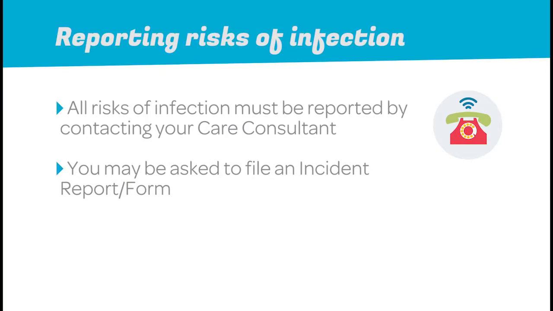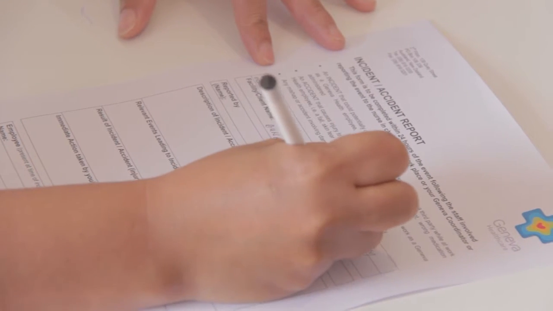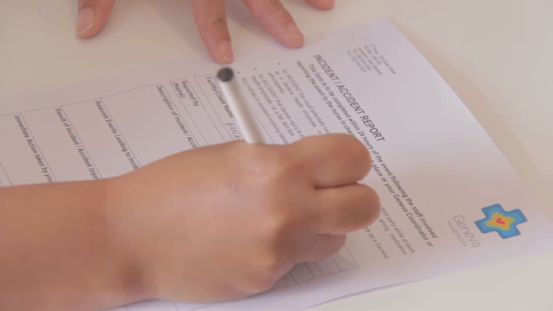All risks of infections, incidents, and accidents must be reported by contacting your care coordinator within 24 hours. You may also be asked to fill in an incident report form, which will be sent out to you.